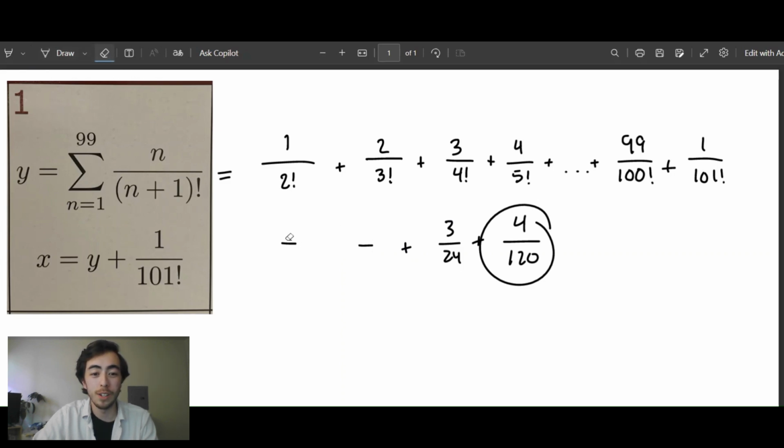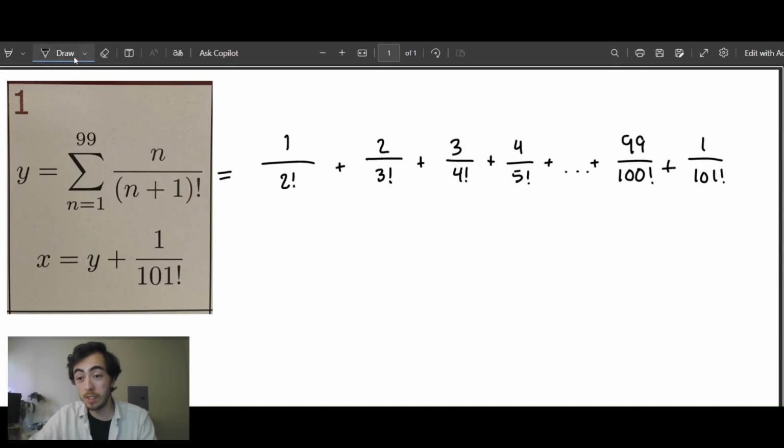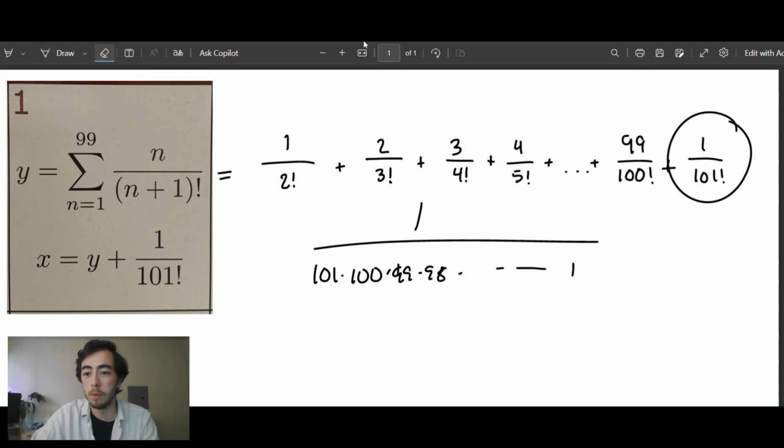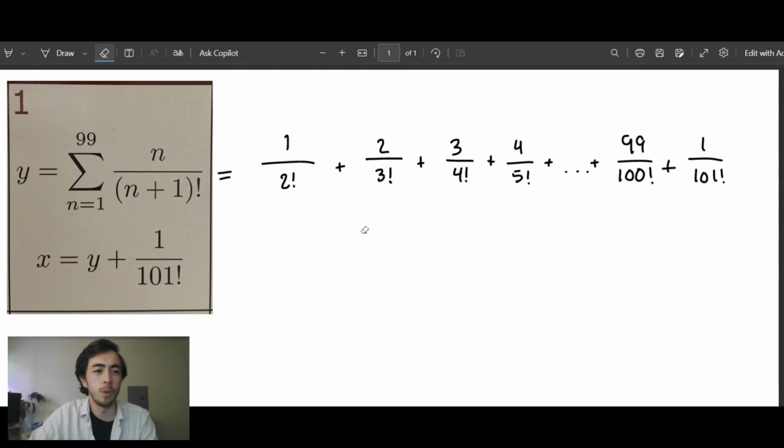I'm not quite sure yet why it equals exactly 1. And also, this number right here is so small. It's 1 divided by 101 times 100 times 99 times 98, all the way down to 1. It is astronomically low, so close to 0. And I think it's crazy that this whole sum is equal to 1. We're going to have to pull out some bigger tools today to actually prove why this is the number 1 on the screen right now.